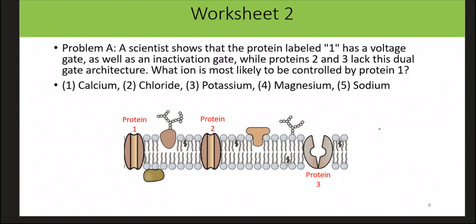And the scientists show that protein label 1 has a voltage gate as well as an inactivation gate, while protein 2 and 3 lack this dual gate architecture. Which ion is most likely to be controlled by protein 1?